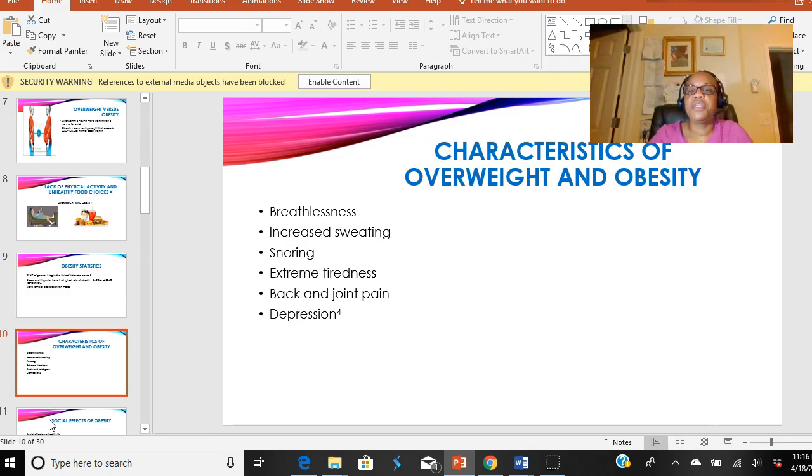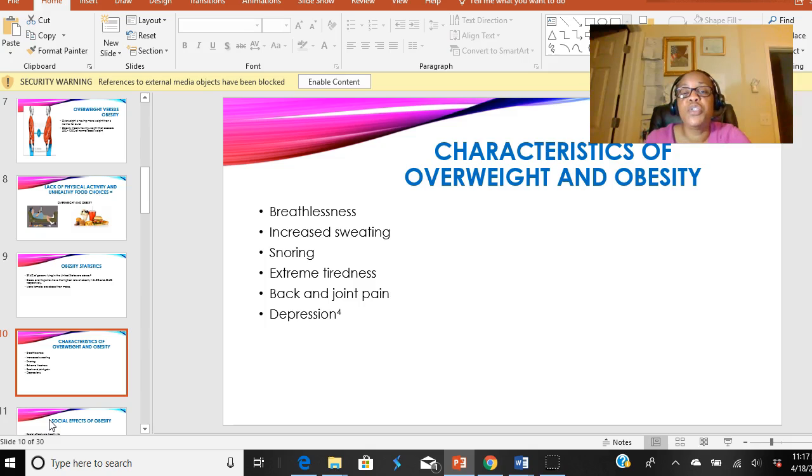What are the characteristics of overweight and obesity? If you have any of these two conditions, naturally they're going to lead to other health problems. So a person who is obese will suffer from breathlessness when they walk or do activities. Their sweating will increase as the body has to work overtime or the body has to work more for these persons.